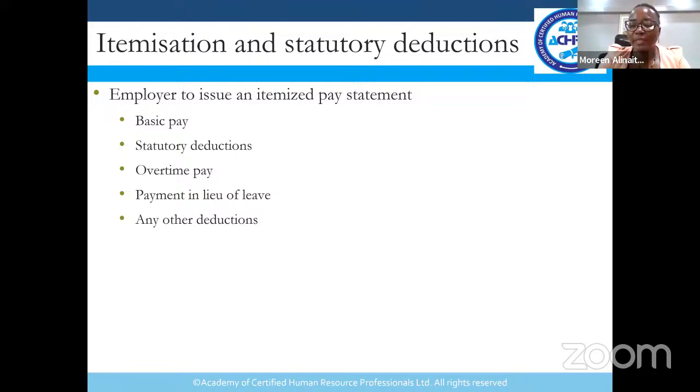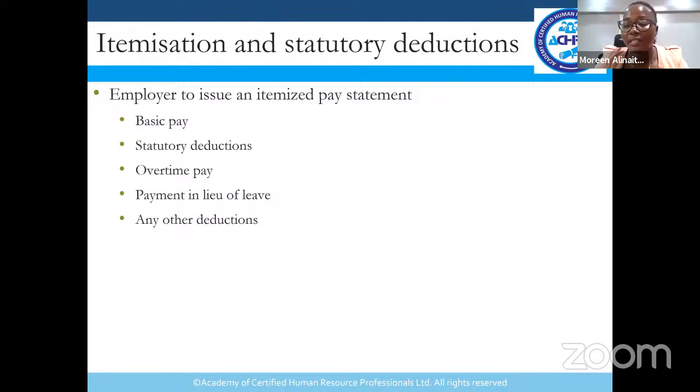how do you pay salary and what will inform what they call it, the salary slip or the pay slip? What should be on your pay slip as an HR manager? Number one, you have to give this person an itemized statement. You cannot just give somebody 50,000, just pay them and say, that's your salary.